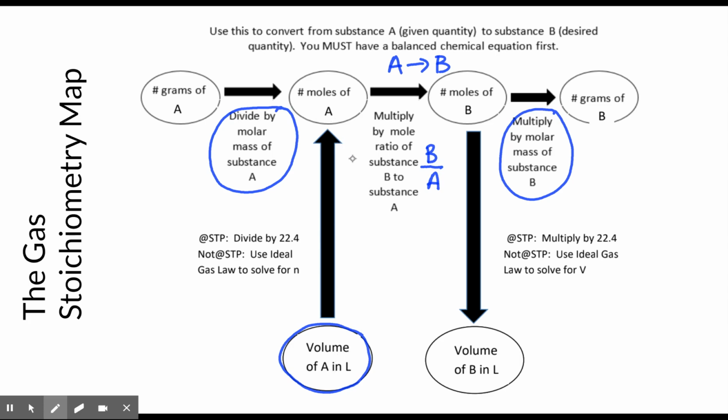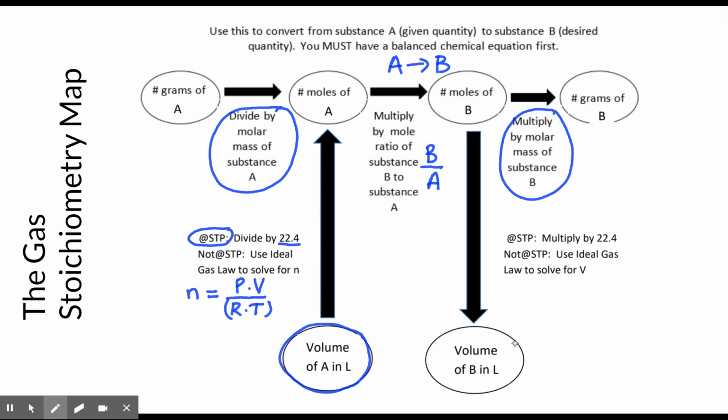There are two specific strategies. If you are told that the gas is at STP, you can simply take your volume of gas A and divide by 22.4 in order to get the moles of gas A. That's super simple. If the gas is not at STP, use the ideal gas law. Since you have to solve for n, that particular form of the gas law would look like pressure times volume divided by R times T in Kelvin. So rearrange the gas law, solve for n. That will get you to moles of A, and then you can proceed on to solve for moles of B.